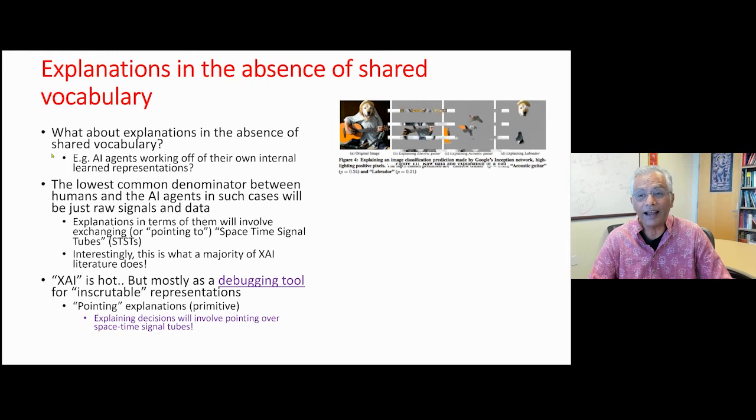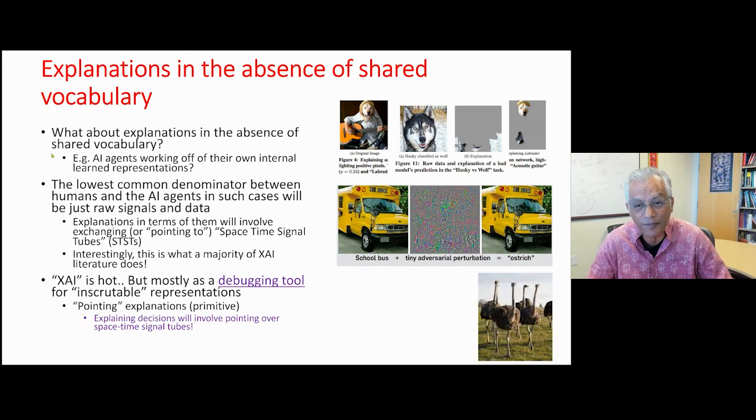So here, ultimately, you might say that the lowest common denominator between the humans and the AI agents would just be raw signals and data, and providing explanations or taking advice in terms of those raw signals and data, which I would like to think of as space-time signal tubes, especially if you have sequential decisions, is a very primitive form of interaction. Surprisingly, and probably unfortunately, the XAI literature mostly focuses on that sort of space-time signal tubes. In particular, pointing explanations are the only thing that has become popular in the machine learning literature, where the system has a very different representation. Maybe starting from pixels, it develops its own internal representations, which have nothing to do with the humans' representations.